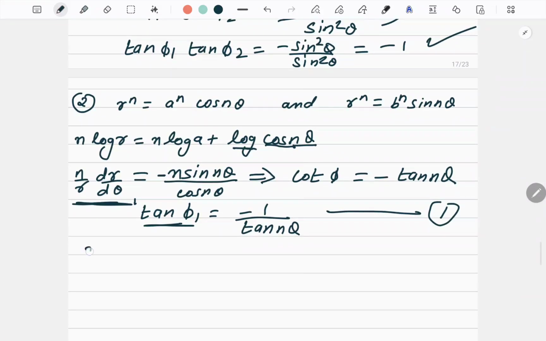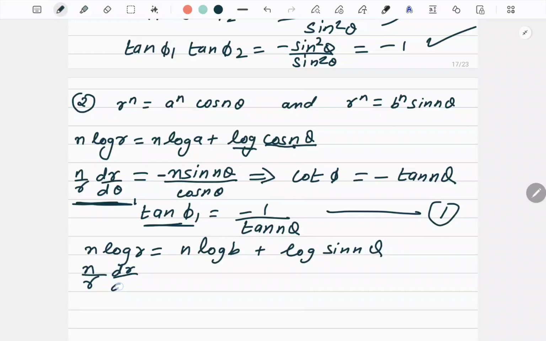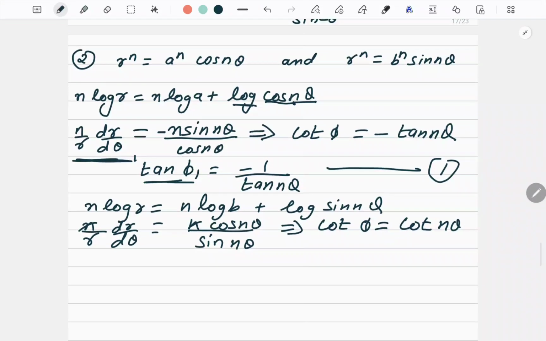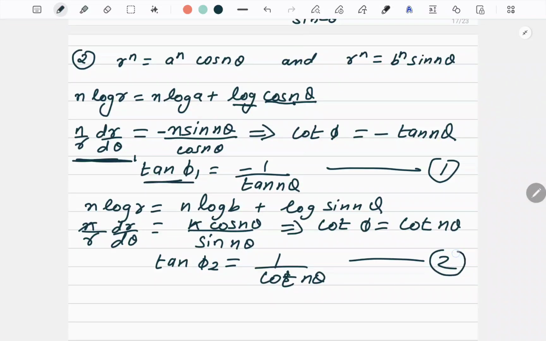Let me work on the second curve. So n log r is equal to n log b plus log of sin n theta. So n by r dr by d theta is equal to n cos n theta upon sin n theta. Correct? Again n got cancelled. So this implies cot phi is equal to cos upon sin, which is what? Cot n theta. Correct? So I want the tan. So tan of phi 2 is equal to 1 upon cot n theta. This is equation number 2.